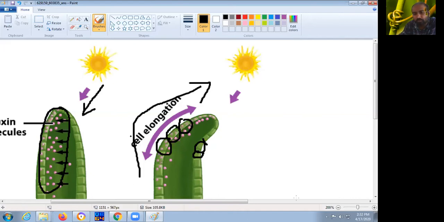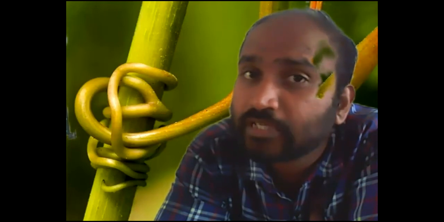Okay. Hope this particular slide was easy for understanding phototropism. Now we will discuss gravitotropism. Again, you know what the stimulus is there. Gravity is the stimulus. Another name for gravitotropism is geotropism. Geotropism and gravitotropism are both the same.